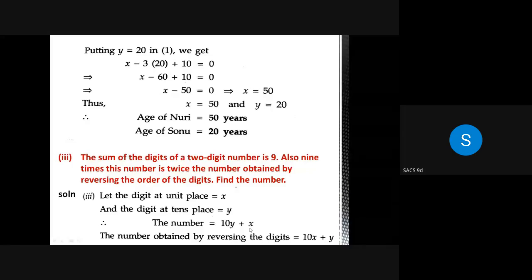So if, for example, the number is 56, it will be written as 5 into 10 plus 6. That is 5 multiplied by 10. The number which is in the tens place will be multiplied with 10, and the units digit will be added to it. So this is my original number, 10y plus x. If I reverse the digits, now y will go in the units place and x will come in the tens place. So the number which I get after reversing the order of the digits is 10x plus y.